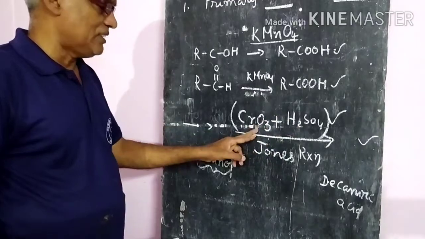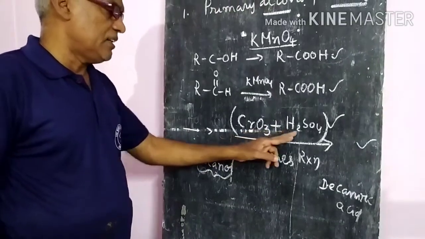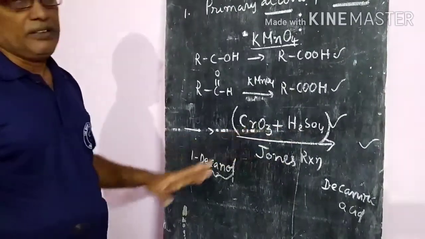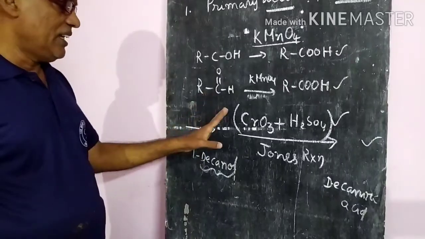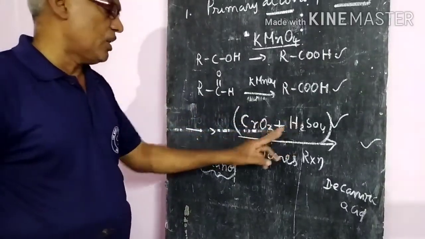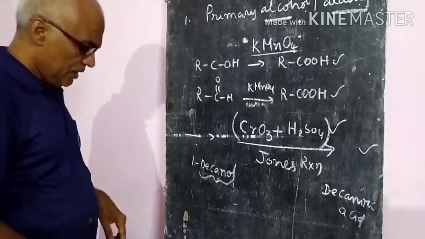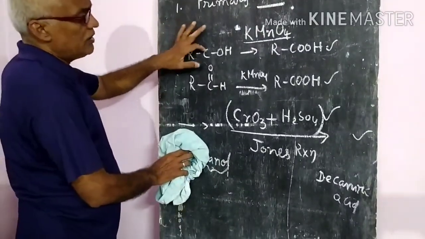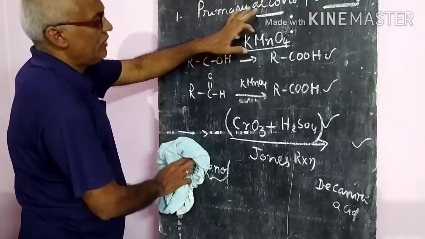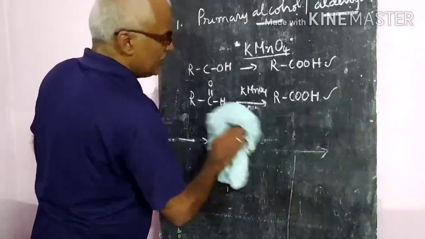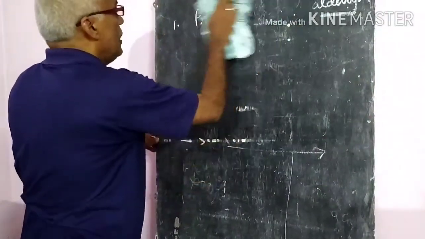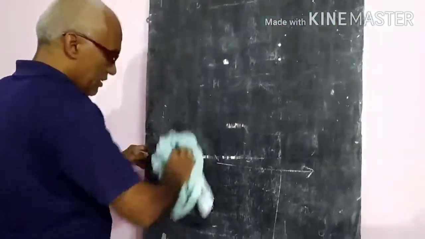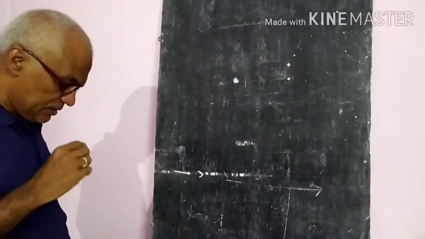What is the Jones reagent? A mixture of chromic oxide, acidified chromic oxide. That is the reagent that we are using, and we call it the Jones reagent. So this is the preparation of acids from alcohols and aldehydes, which we are converting into acids. This is the general method: oxidation of primary alcohols and aldehydes will give the corresponding acids.